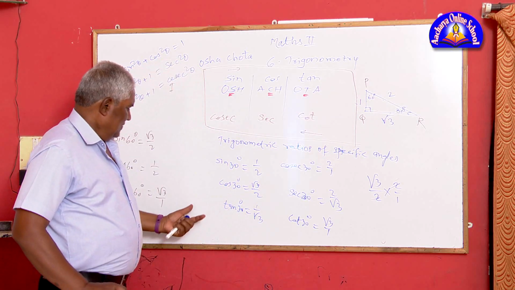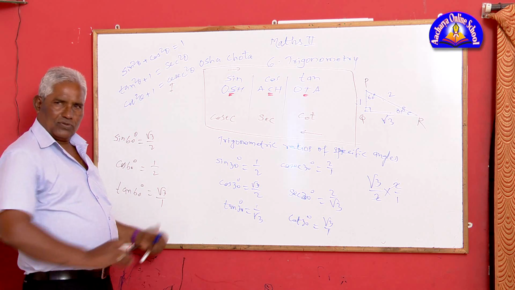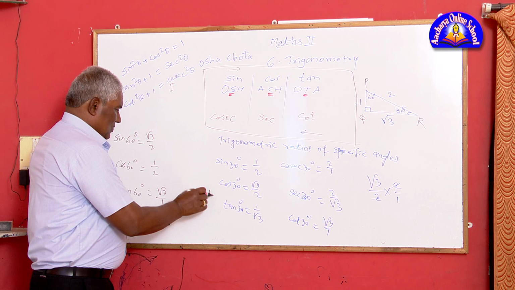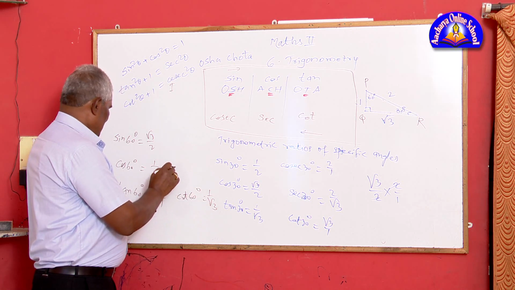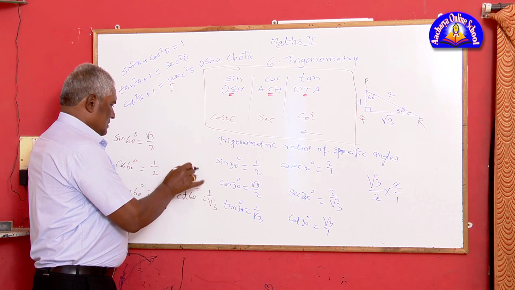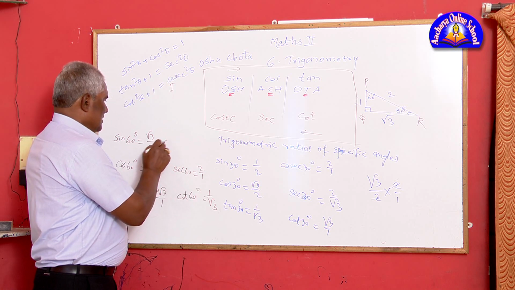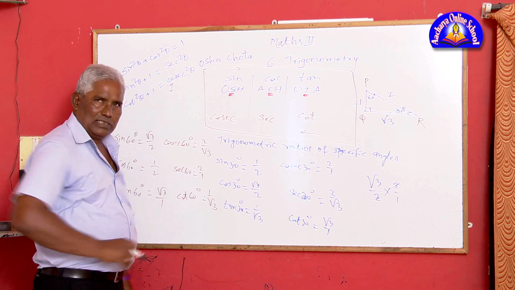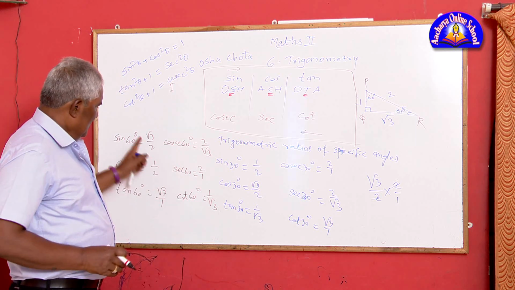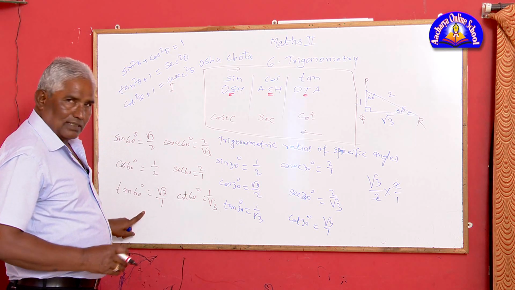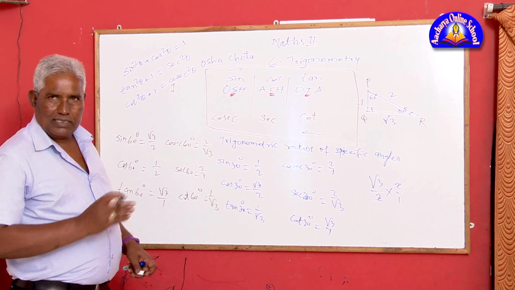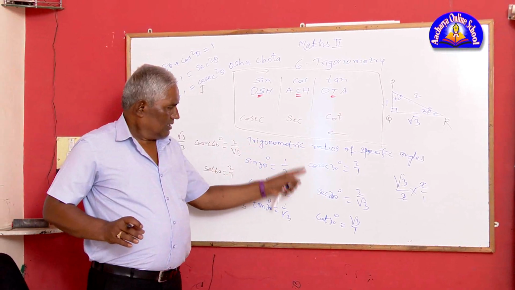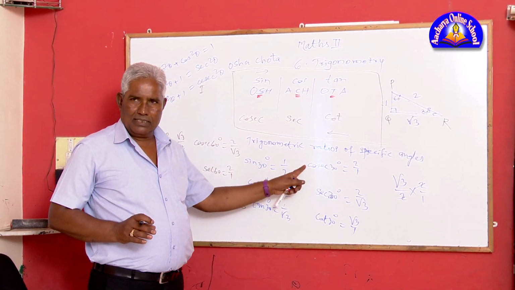The remaining 3 ratios you will get by writing the reciprocals. Cot 60 is equal to 1 upon root 3. Sec 60 is equal to 2 upon 1. And cosec 60 is equal to 2 upon root 3. You only have to remember these 3, and the other 3 can be written by writing reciprocals. You will get them easily. So here we have got 12 ratios, for 30 and 60.